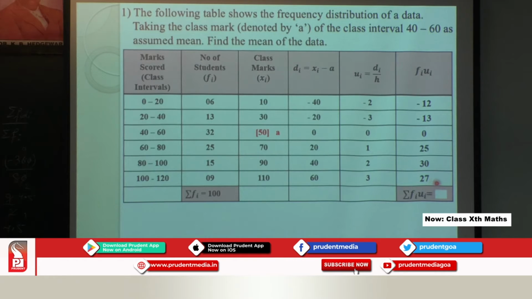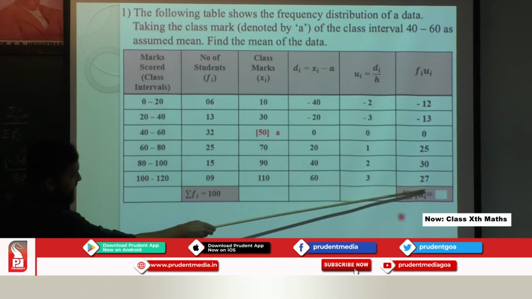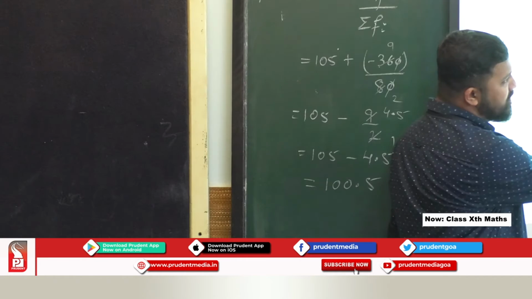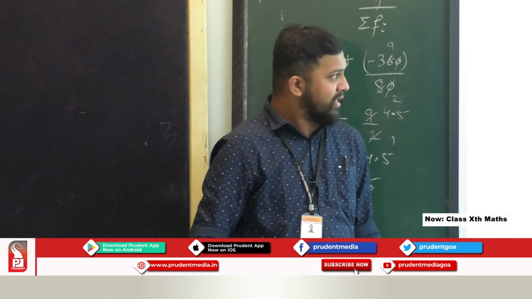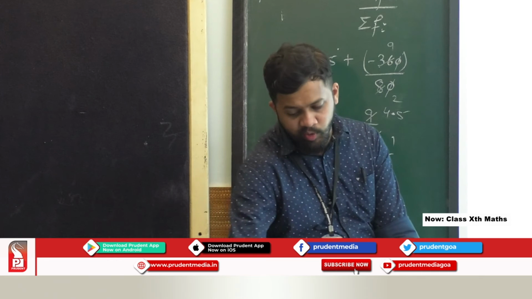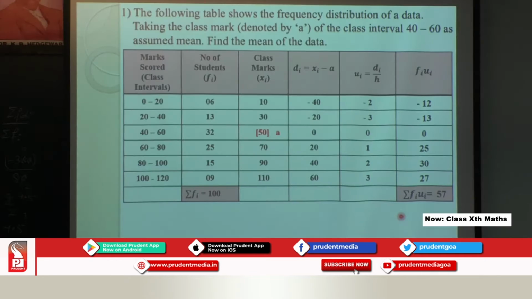The next thing is summation fi ui. So we have to add all these numbers. Let me total up these two numbers first. The negative sign is there, so you have to add, and the sign of the bigger number will be negative. 12 plus 13 is 25, that is negative 25. There is a positive 25 and one negative 25, so both can be taken out, or they will get cancelled. What remains is 30 and 27. Add both the numbers, you will get a total of 57. That is summation fi ui.